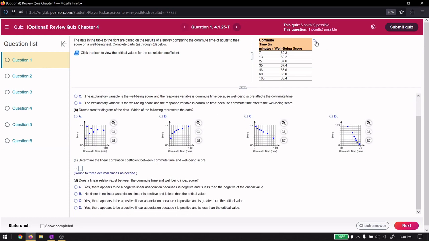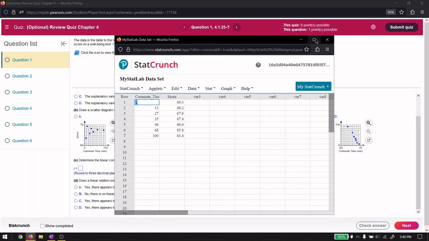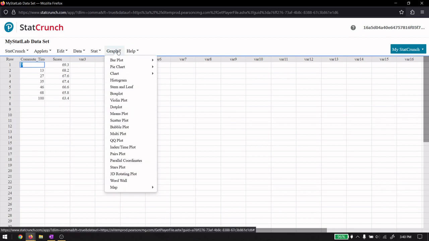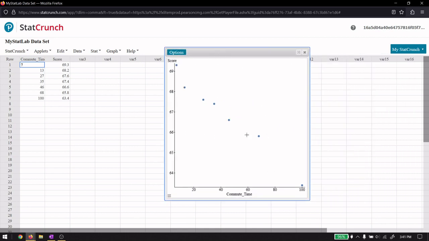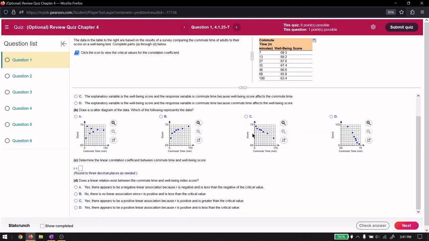Okay, draw a scatter diagram. Let's go ahead and open this in StatCrunch. Scatter diagrams are fairly easy to do. We're just going to go Graph, Scatter Plot. The commute times are explanatory, so it should be our x variable. The y variable will be the score. Let's just compute that. And there's our scatter plot. Note that this is not 0, 0 at the origin. It's at 64 and 20 because it's way further up past 0, 0. Okay, that looks like C, I believe.